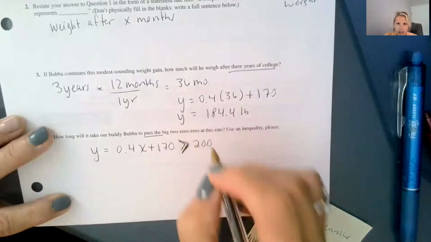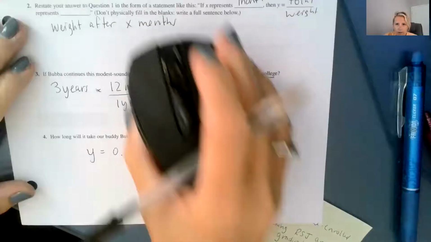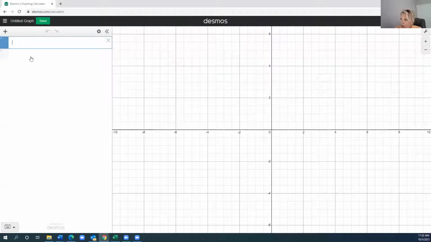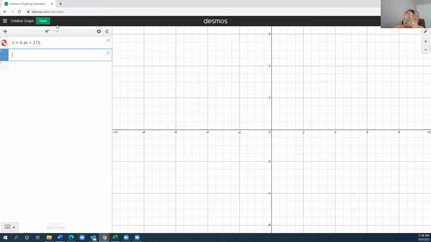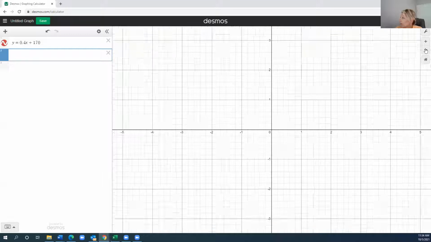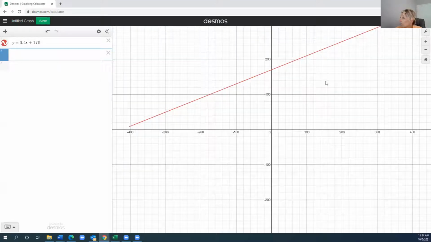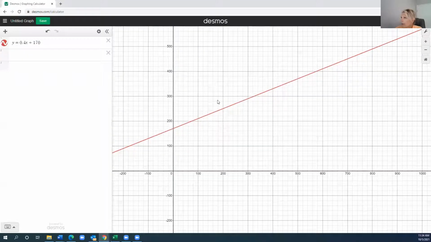So let's take a look here at Desmos. In Desmos, I'm going to put in our equation y equals 0.4x plus 170. So this is what we have for our friend Bubba. And then I'm going to hit the graph, and zoom out. Okay, because there's Bubba.